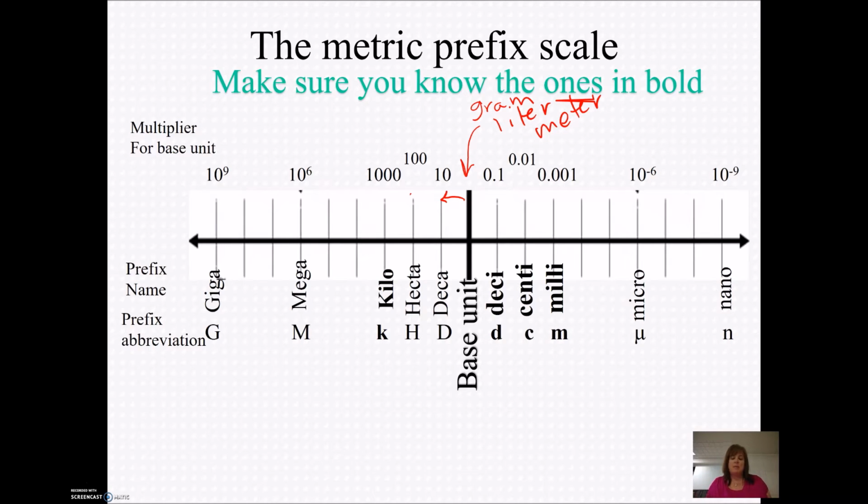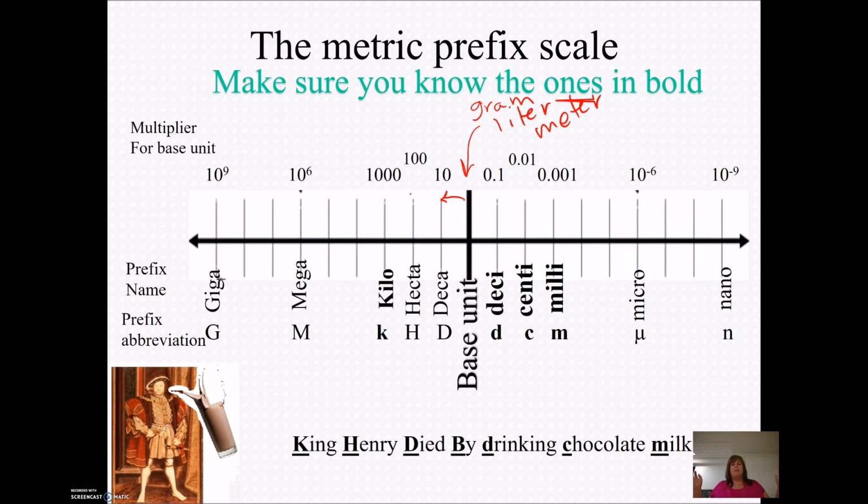And one way to do that is something I'm sure you probably learned in middle school. King Henry died by drinking chocolate milk. Now, there are other ones that you can use. This is the one I've heard the most often. And each of those represent one of the prefixes, and the B for by is the base unit. There are others, something about a mouse or a cat or something, I don't remember. But that's the one I remember. It helps you keep those prefixes in the proper place for how far they are.